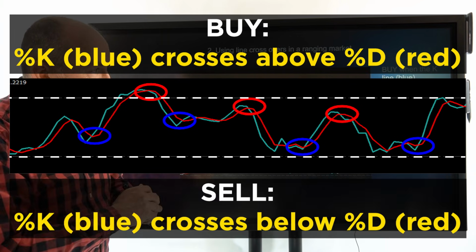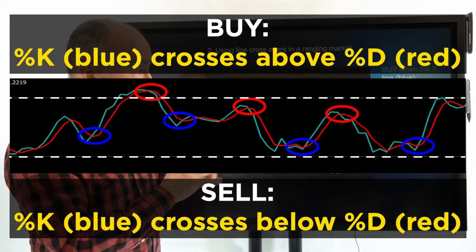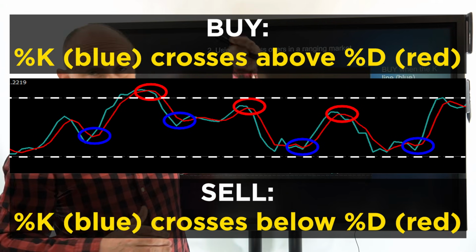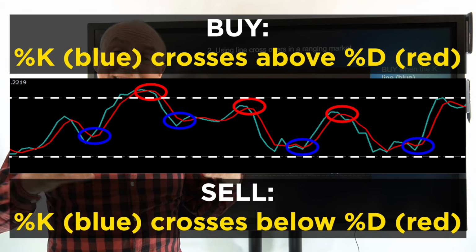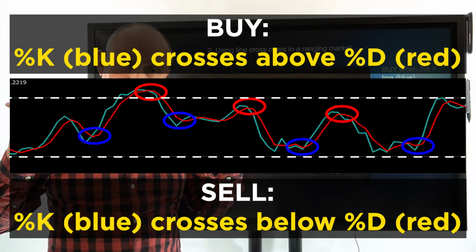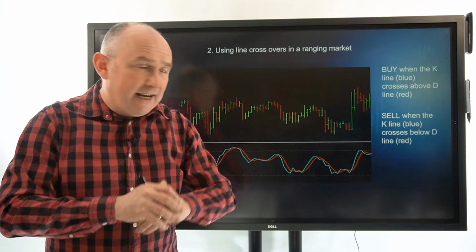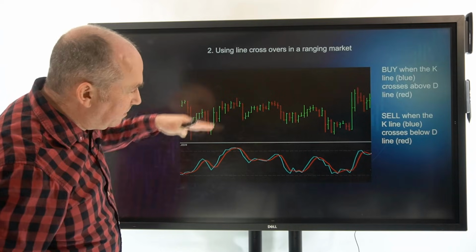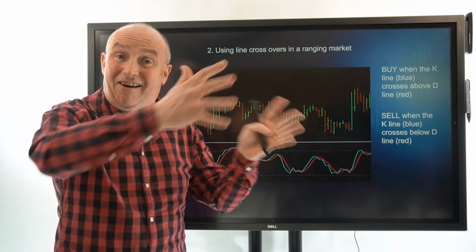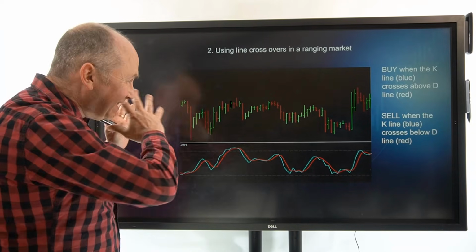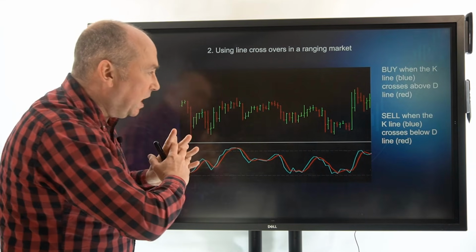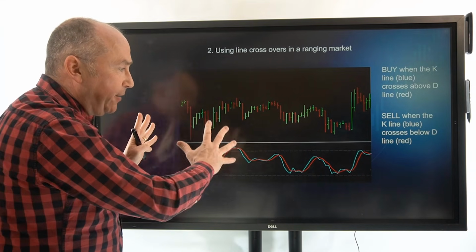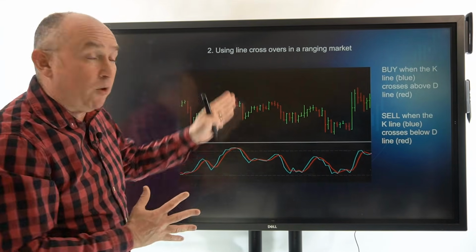And conversely, a sell trade could be indicated when the K line, the blue line, crosses down through its signal line, the D line, the red line. That could indicate a sell trade at the top of a range. Now, I've done a screen grab here. You can see the market is in range. Of course, this is hindsight. That's why I've basically shown you something that works. But what I want to show you here is how this did predict the turning points within this range.